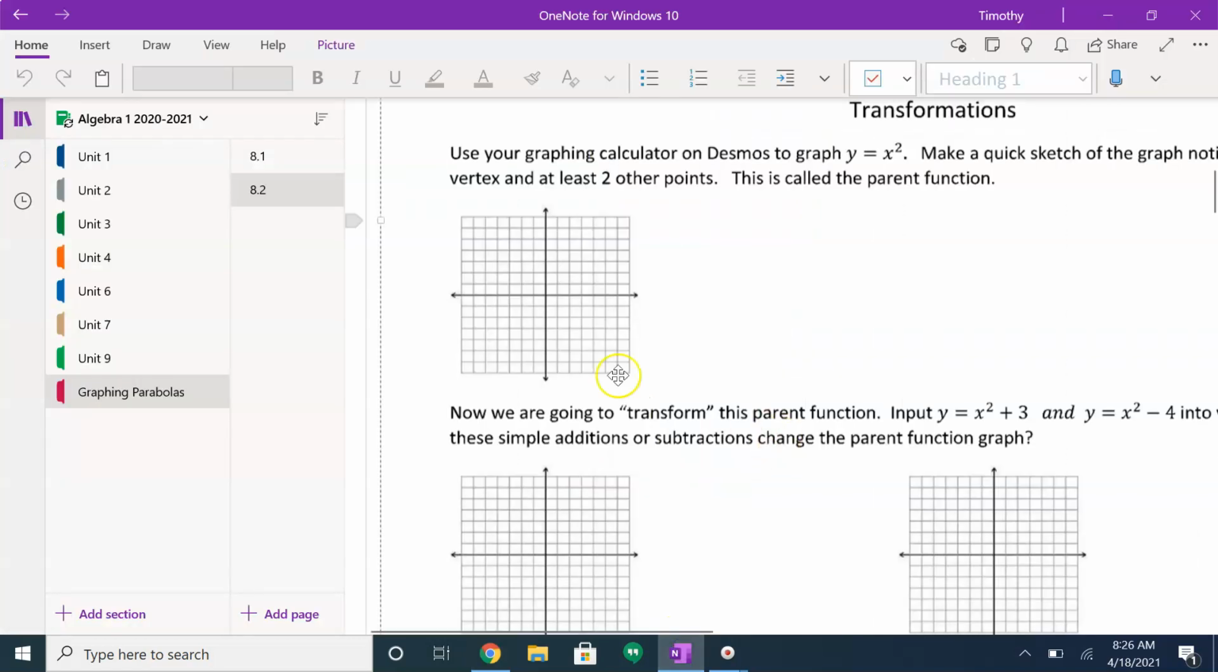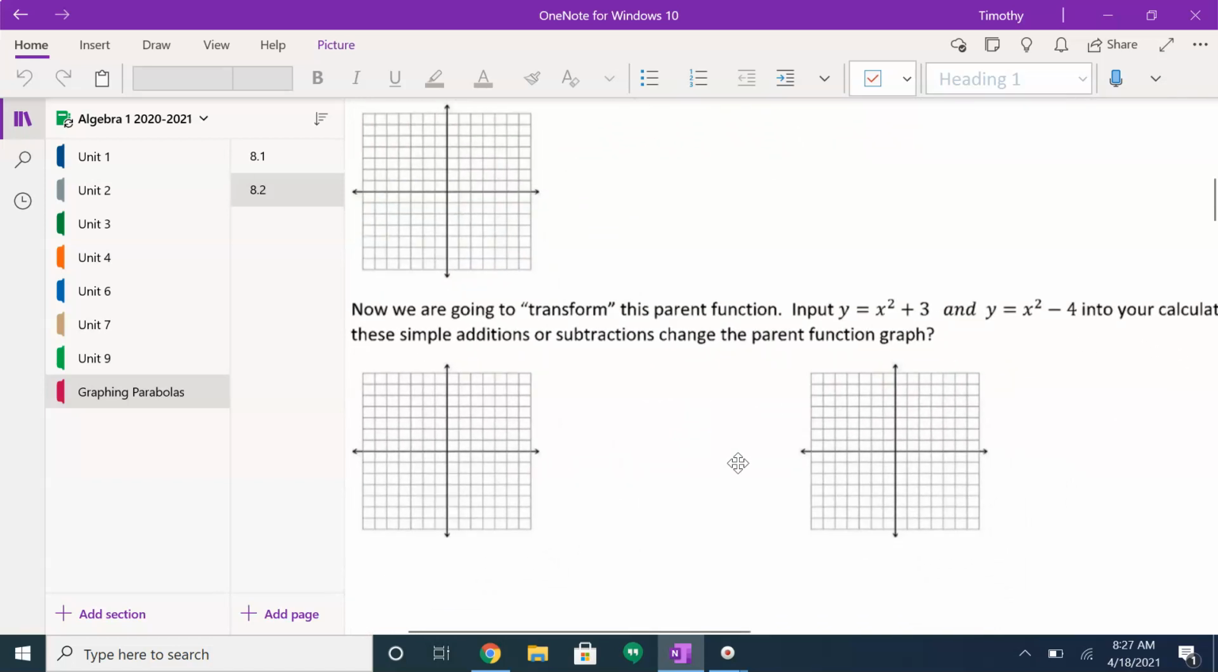So when you're graphing this, I would start at (0, 0). I would go to (1, 1), then (2, 4), and then (3, 9). The nice thing about this, though, is that it is a parabola, so the parabola mirrors on the other side. If I go to (1, 1), that means I can go to (-1, 1). And I can go to (-2, 4) and (-3, 9).